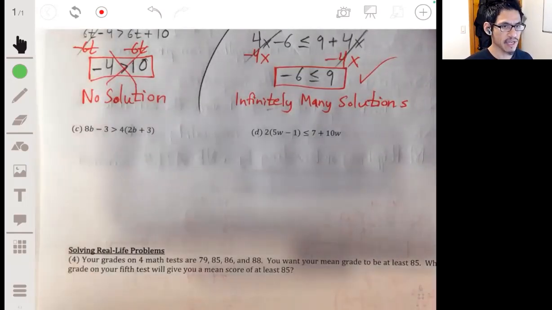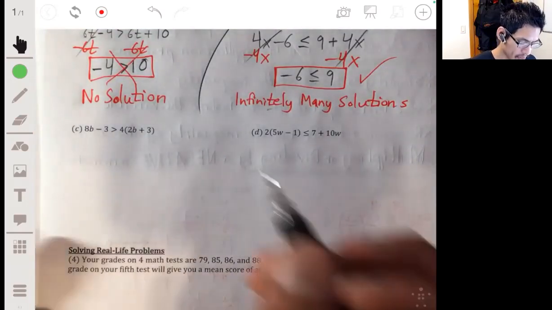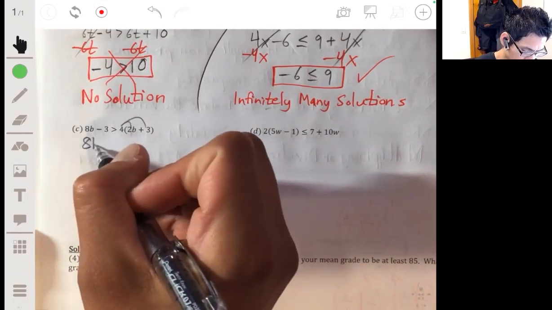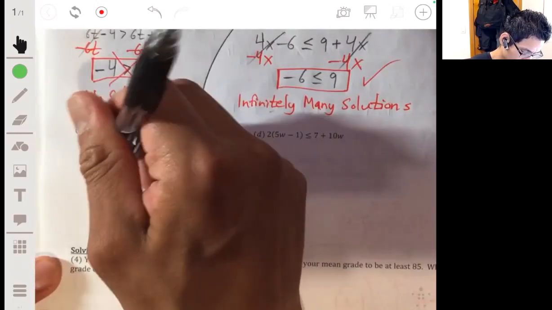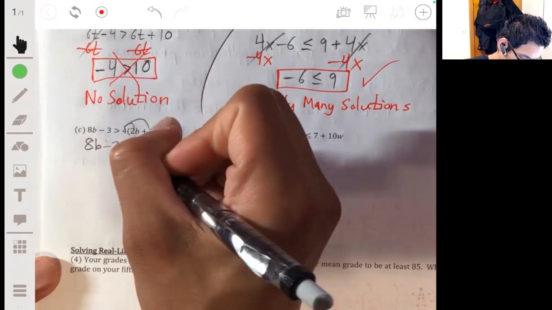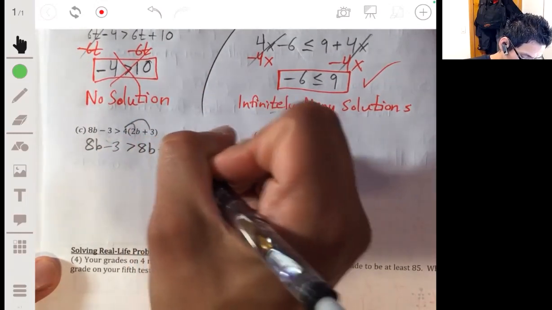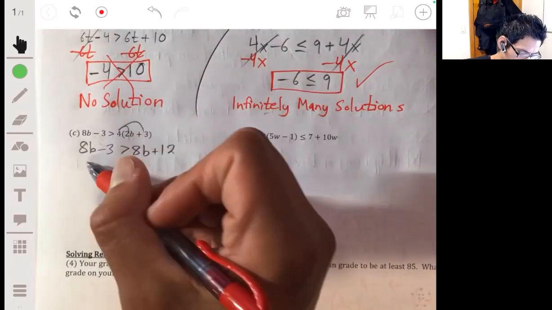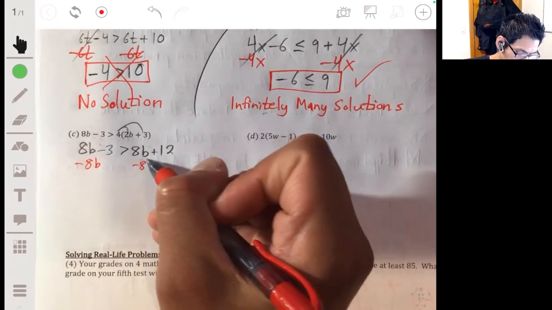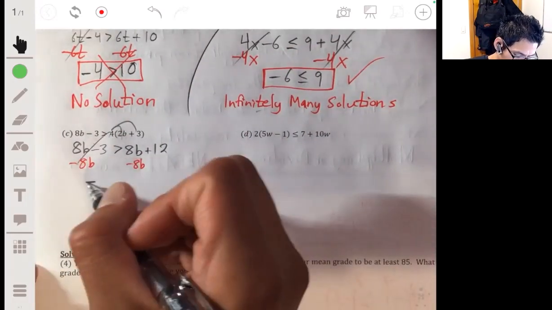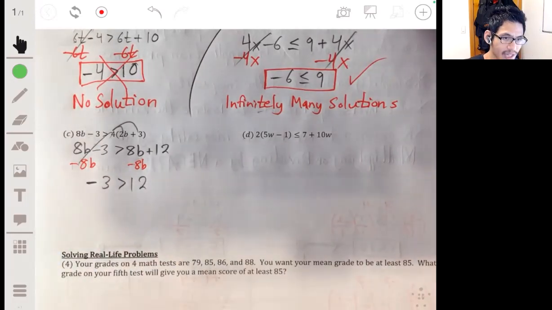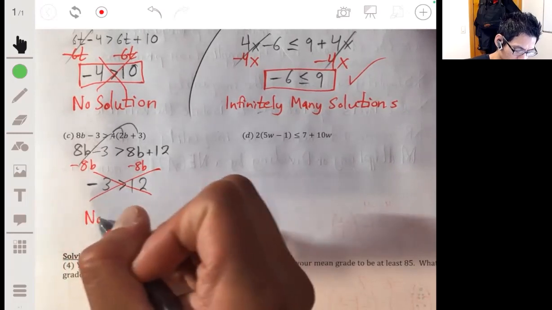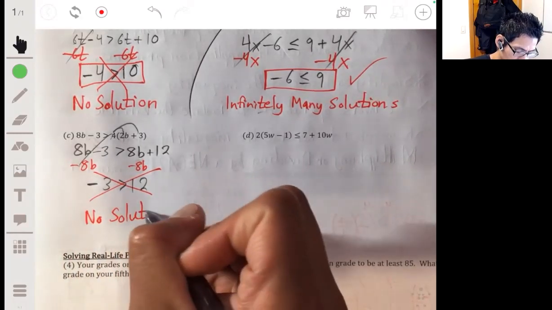All right, try C and D. Jump ahead if you want, and pause the video. But here I go. Distribute that 4, 8b minus 3 is greater than 8b plus 12. Again, these 8b's cancel. So you get -3 is greater than 12. And this ain't true. -3 is not greater than 12. So no solution here.